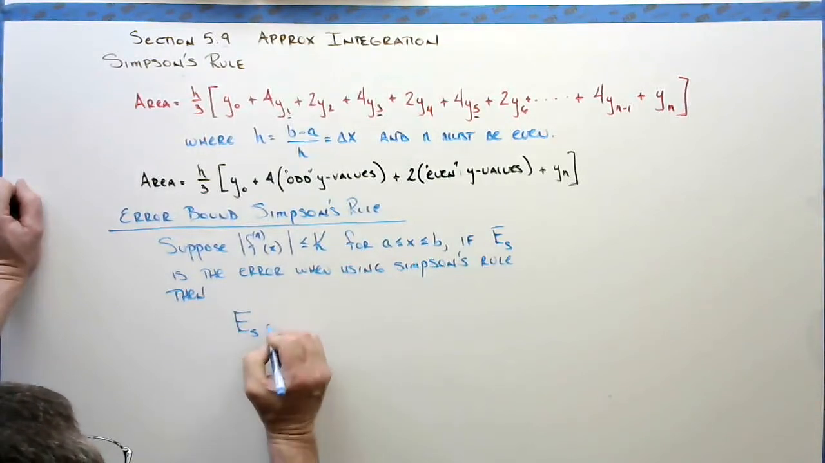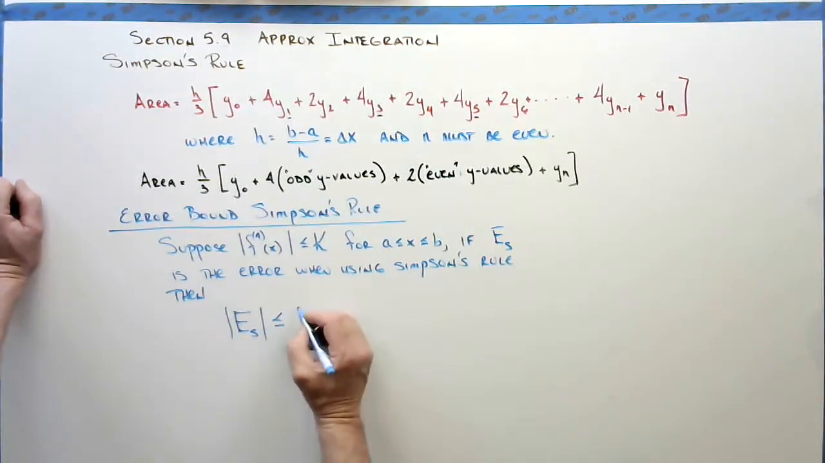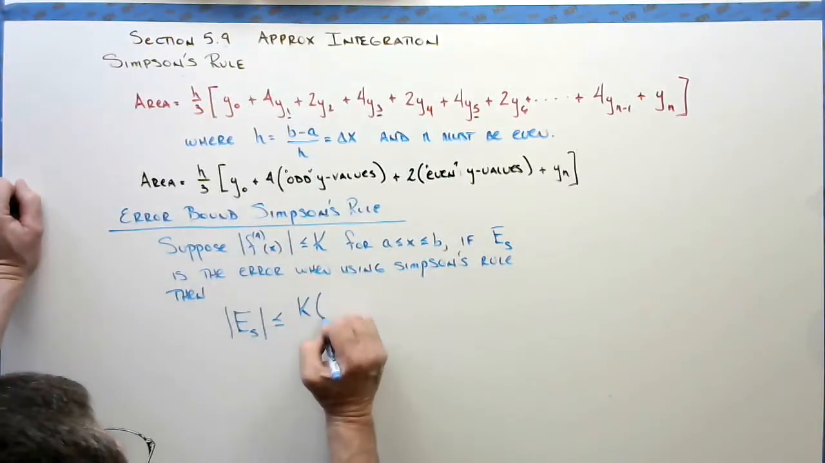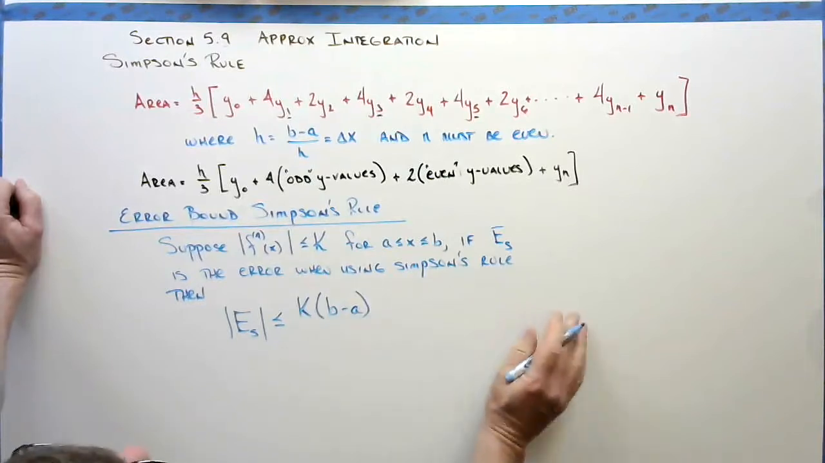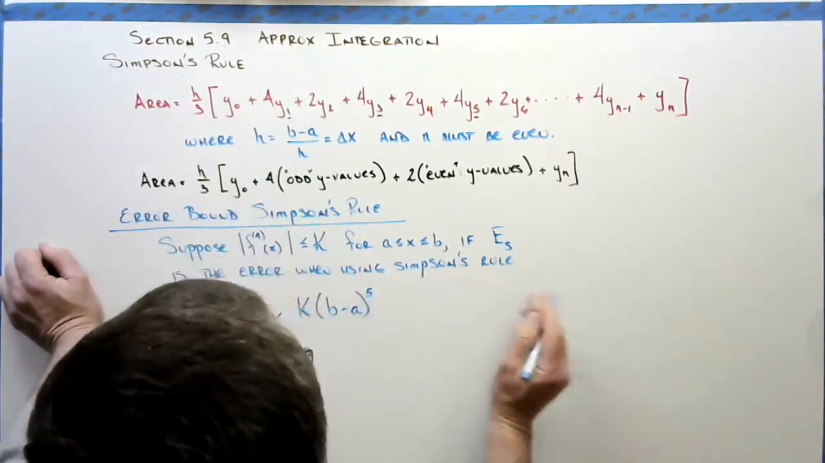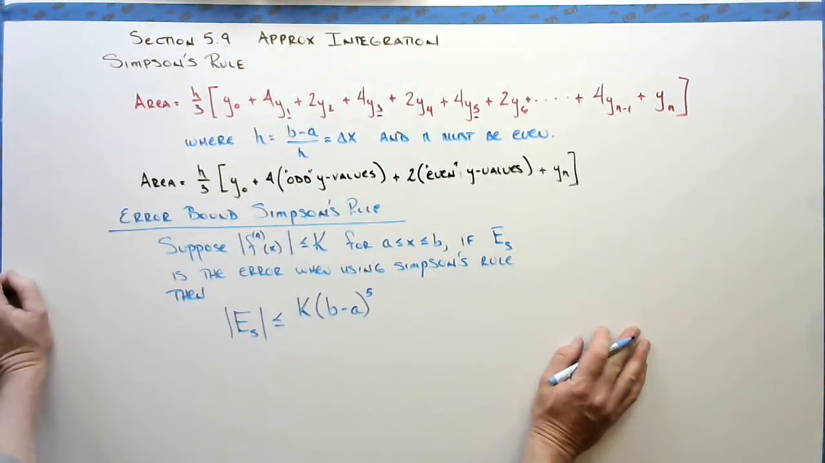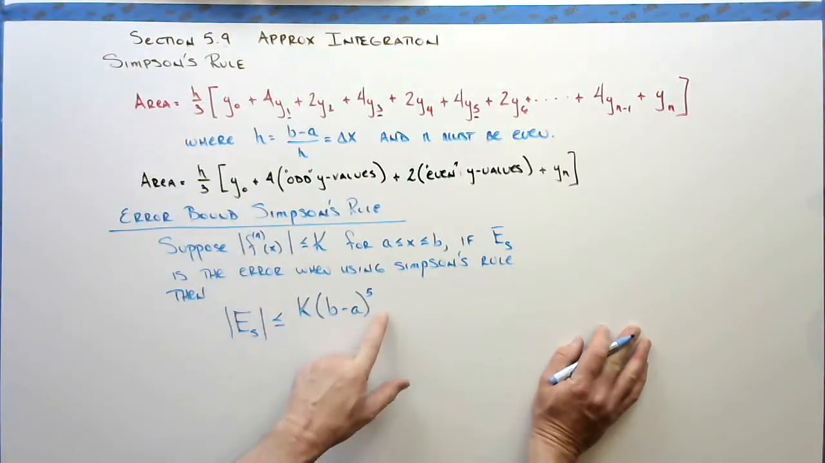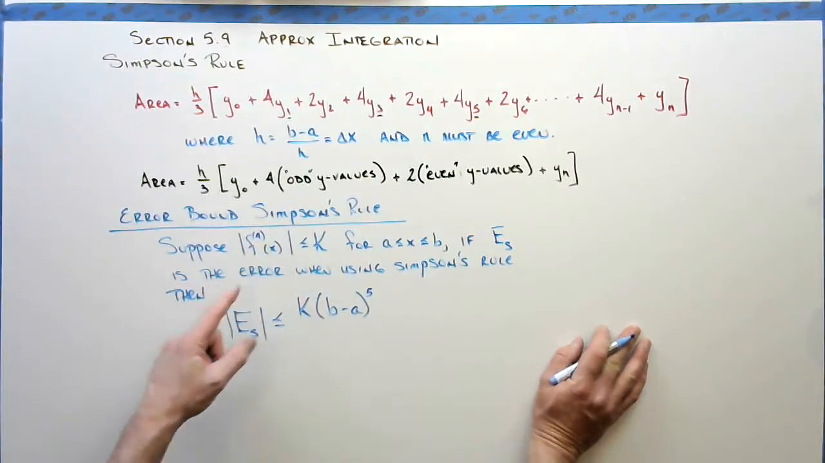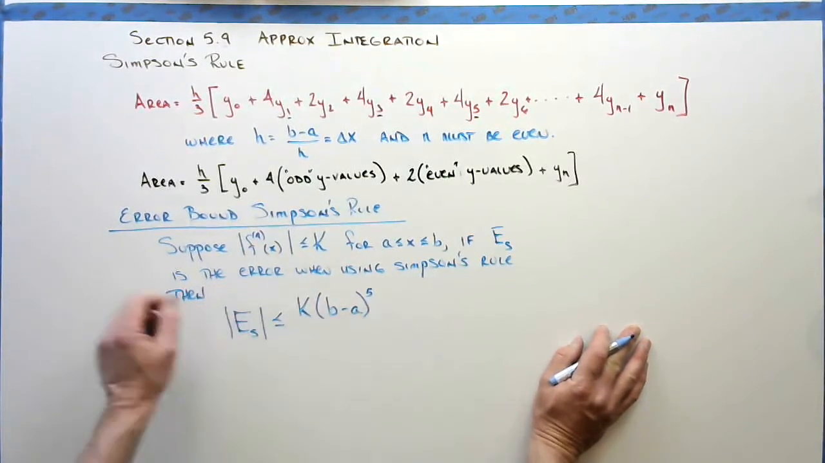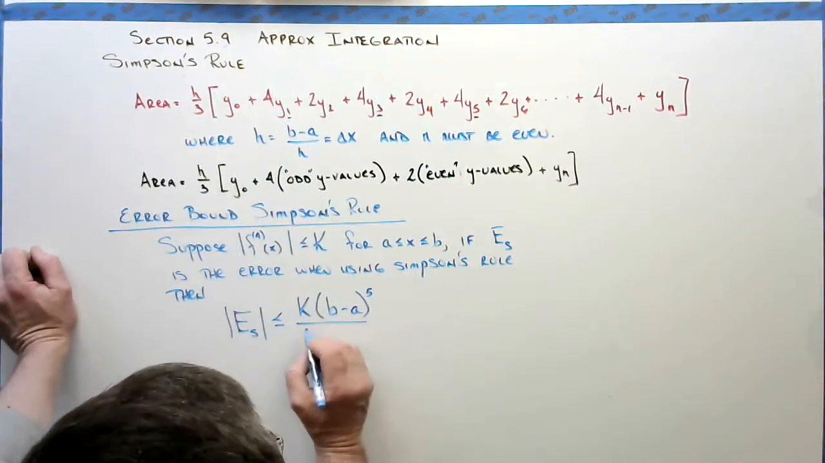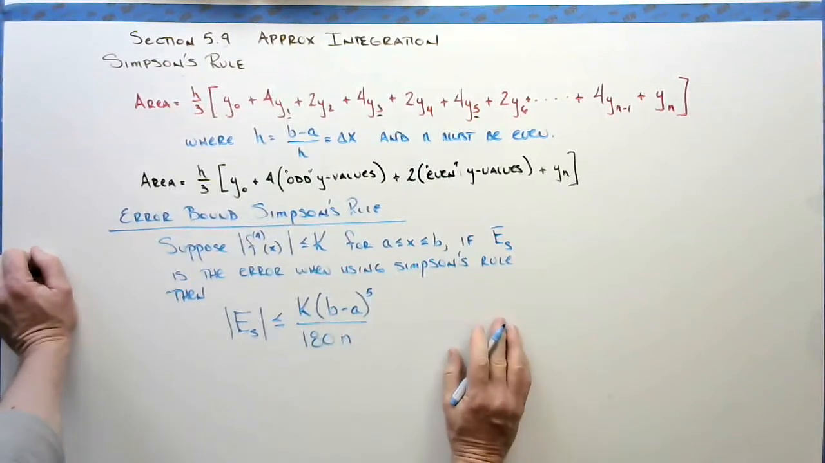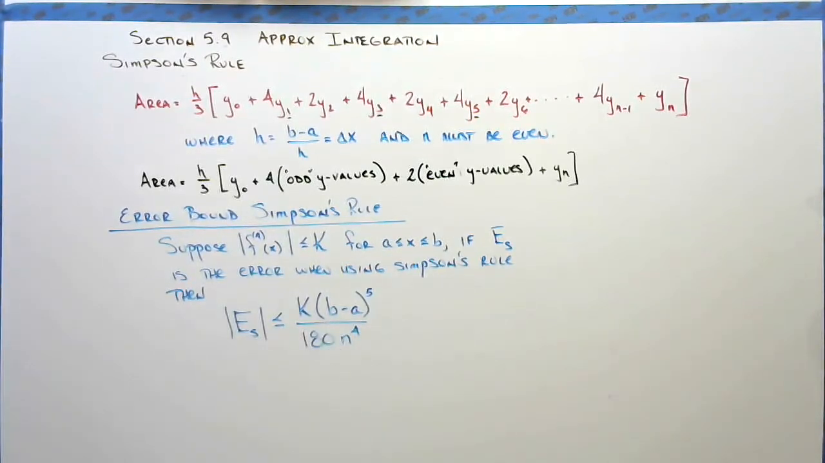we know that error is going to be less than or equal to k, the same k we found before, except remember this is the fourth derivative. Again, we have b minus a, but now instead of being to the third power, it's to the fifth power. This was the second derivative before, this was the third power before, so it's one higher than the derivative. Same pattern here. We have the fourth derivative here, we have the fifth power here. And now in the denominator, our constant, instead of being 12 or 24, is 180, and then we have n to the fourth instead of n squared.